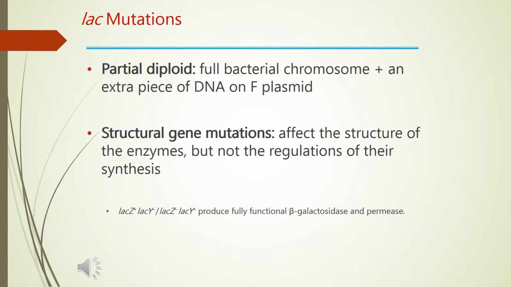Now we are going to discuss lac mutations. Before that, we have to introduce one term, partial diploid. Throughout this lecture, we will use the term partial diploid, that's why I'm going to explain this. A partial diploid is a full bacterial chromosome plus an extra piece of DNA on an F plasmid. So this is a partial diploid. Now we are going to explain what happens if structural genes get mutated.